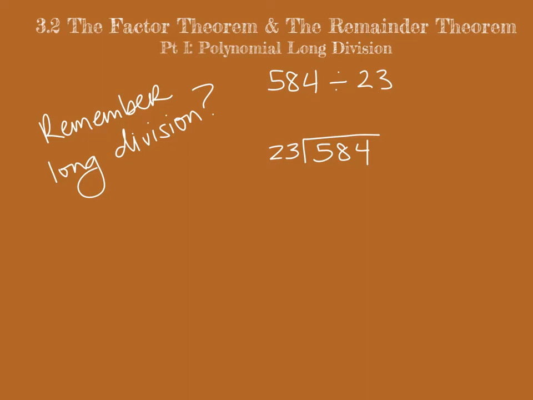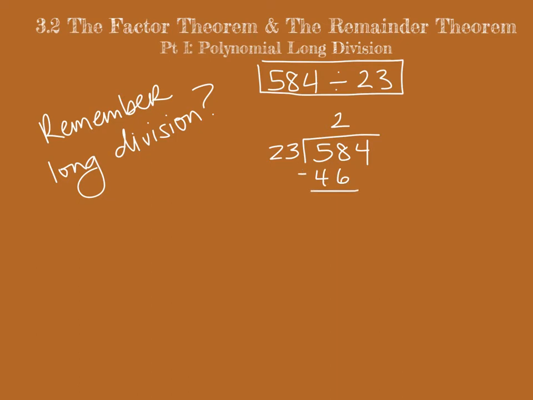All right, so the first thing we want to do is see how many times does 23 fit into 5? None. I'm not going to put a 0 up here because when we write numbers, we don't usually put a 0 in front of them. How many times does 23 fit into 58? 23 fits into 58 2 times, so I'm going to put a 2 up top. Then our next step is we'll take this 2 times the 23 and we'll write it down here. So 2 times 23 is 46.